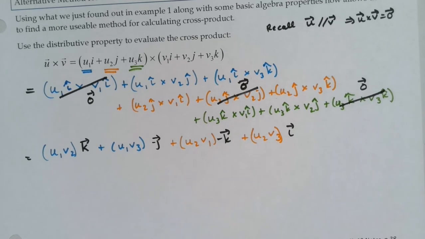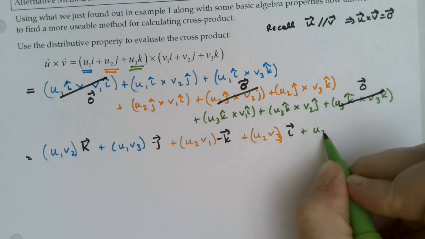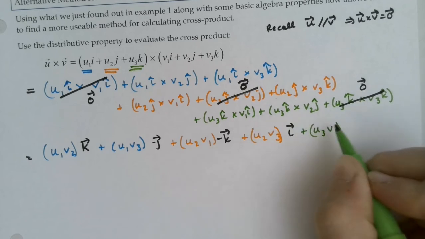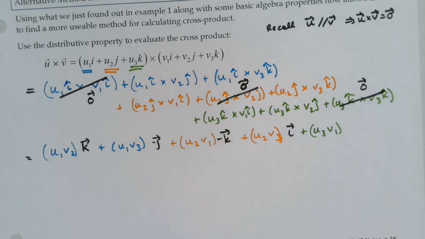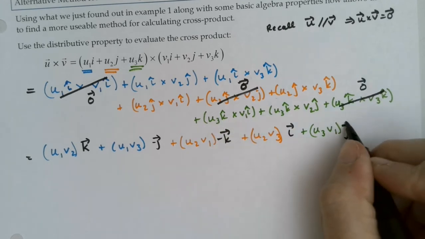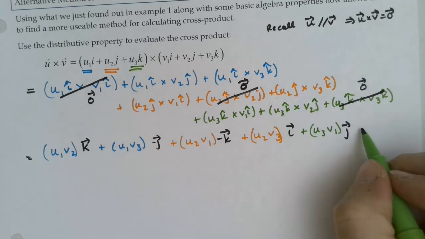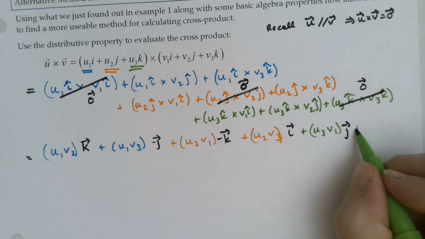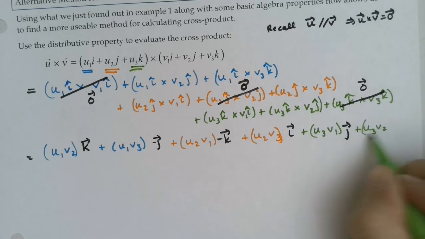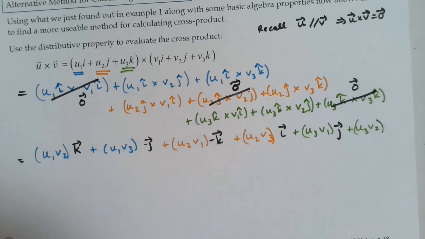Oh, I have to see if I can fit the last two in. Then plus u3 v1, and that's k crossed with i. k crossed with i is the j vector. And then last one, u3 v2, and k crossed with j will lead to the negative i vector.